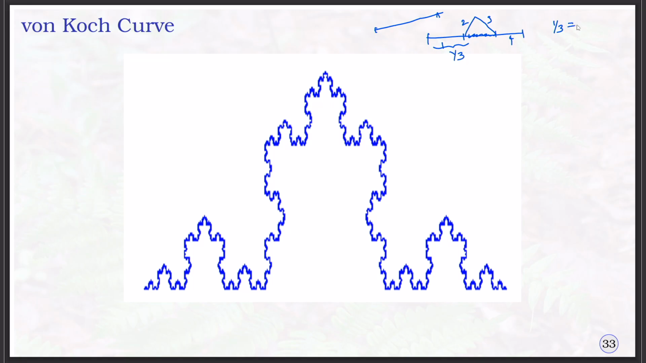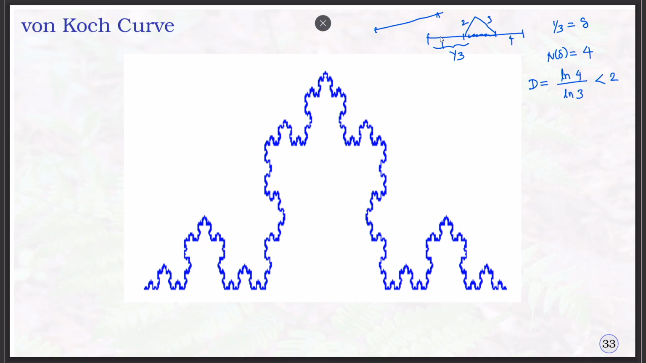So, if you are choosing delta as 1 by 3, then the number of delta required to cover this object is 1, 2, 3, we need 4. So, as per the definition of fractal dimension, one can get ln 4 by ln 3 as the dimension of the first iteration, which is also less than 2.